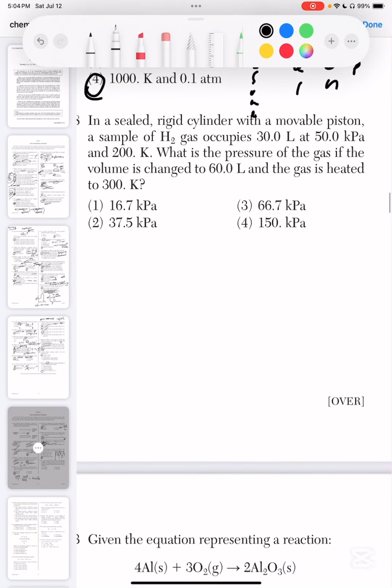In a sealed, rigid container with a movable piston, a sample of H2 gas occupies 30 liters at... Sorry, that was not very nice. I don't want to read all that. The formula you would use is on the back, the combined gas law. I hate doing these. So much writing.